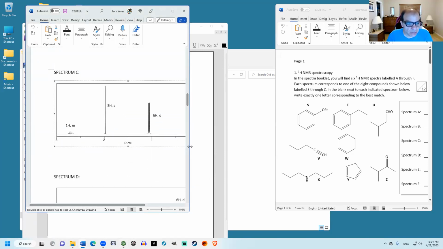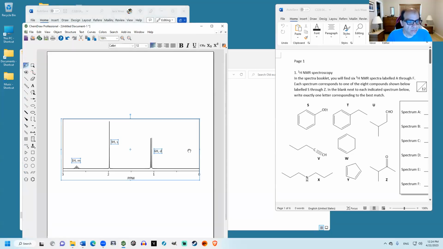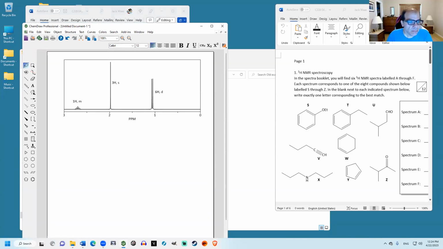Moving back to spectrum C. Looks to me like we have a 3H singlet. That can pretty much only be a CH3 that's attached to something with no protons attached. So I'll put CH3X. No protons next door, 0 protons next door, 0 plus 1 equals 1. You get just one peak. Besides that, we have a 6H doublet and a 1H multiplet. And pretty much the only thing that could be, as we discussed in class, is an isopropyl group.